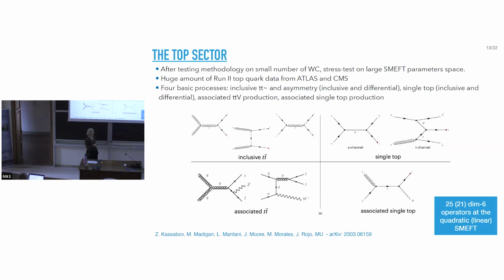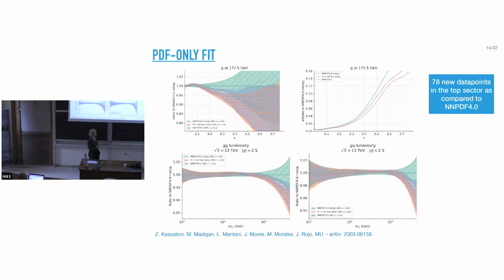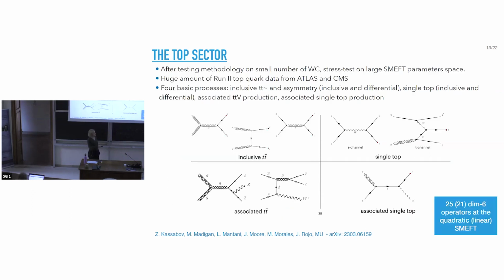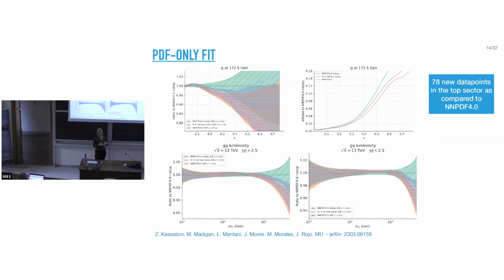The ones on top here are the most important for the PDFs, and the ones below are more important for the SMEFT. The idea is that we have 25 or 21, depending on whether linear or quadratic, dimension 6 operators that you add on top of the PDF parameters. In this study, we did three things. First, we add all this data, which are 78 new data points in the top sector, to the NNPDF fit. You take NNPDF 4.0, you add this new data, and we see what happens to the PDF.